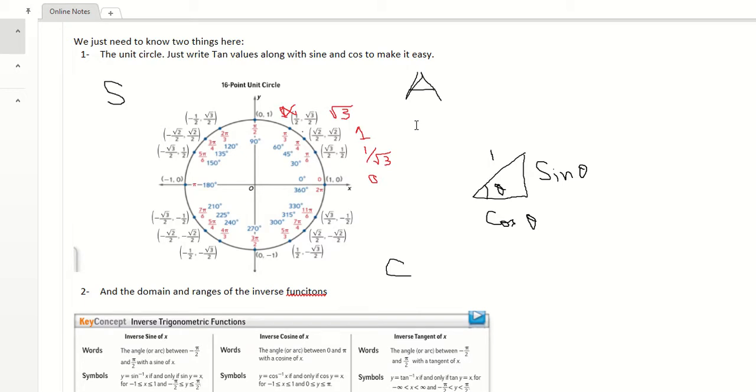Alright, and this is our precalculus inverse function. It's pretty cool and easy, and let's start. What we are trying to do here is take the value and convert it into an angle.